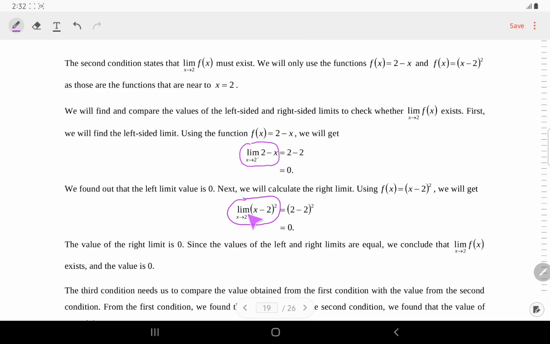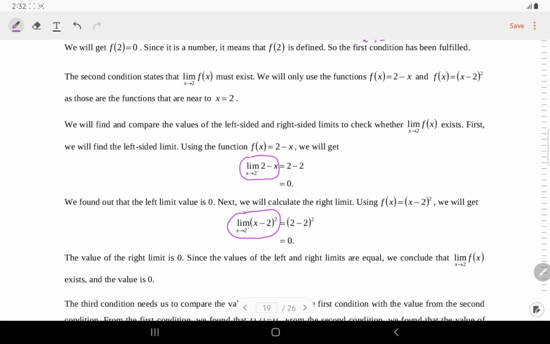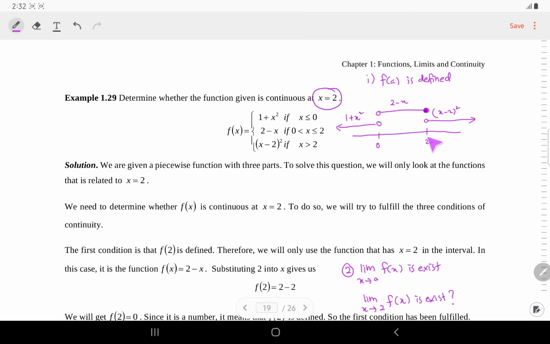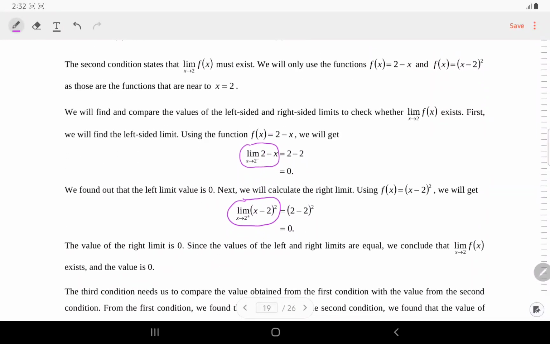Okay, for the right limit, x approaches 2 from the right, the value of 2 is here, so the function on the right side of number 2 is x minus 2 square, so we need to use that function here. That's why this function and this function are different for the left limit and the right limit. So we need to determine the value for left and right.